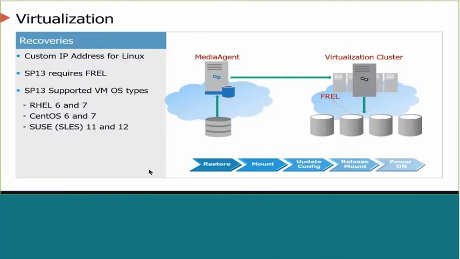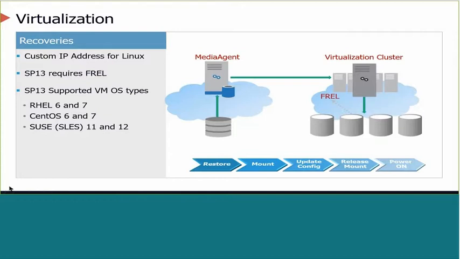So again, with that component in place, what's going to happen is when you recover the data, send it over to the destination, the FREL is going to be mounting up that disk and updating the IP address information inside of the configuration file for that Linux OS type. So once it's done that, it can release the mount, and then the virtual machine can be powered up with the new settings in place.